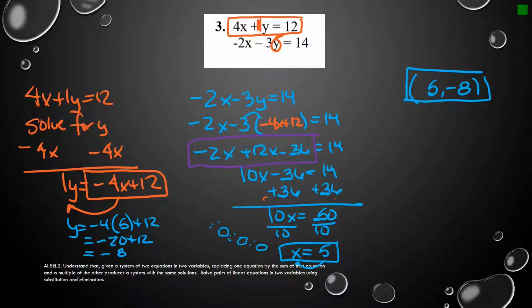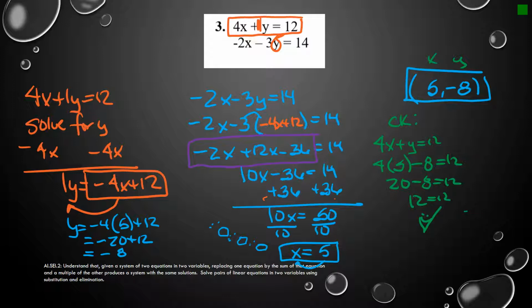In order to check that, we're going to take 4x plus y equals 12. We're going to put 5 in for x, and negative 8 in for y. My pen is all messed up. Does 20 minus 8 equal 12? Oh my gosh, it sure does.